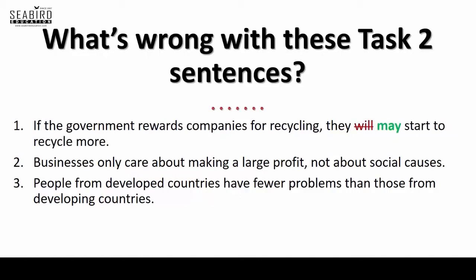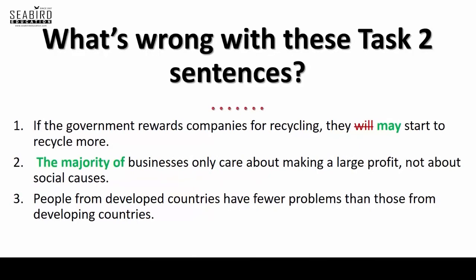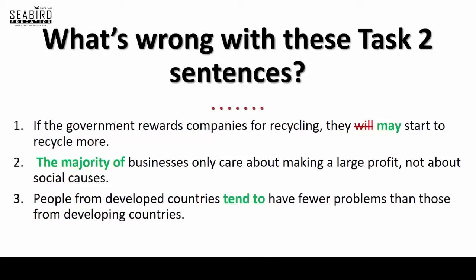For the first sentence, including may instead of will makes this sentence sound a little bit less sure, but more realistic. For sentence 2, including the majority of instead of only businesses in the beginning shows that we're not talking about all businesses, just most businesses. This is also more realistic, like sentence 1. And sentence 3, people from developed countries tend to have fewer problems than those from developing countries. This, like the previous 2 sentences, is just much more accurate than the original sentence and moves your writing up to a higher level.